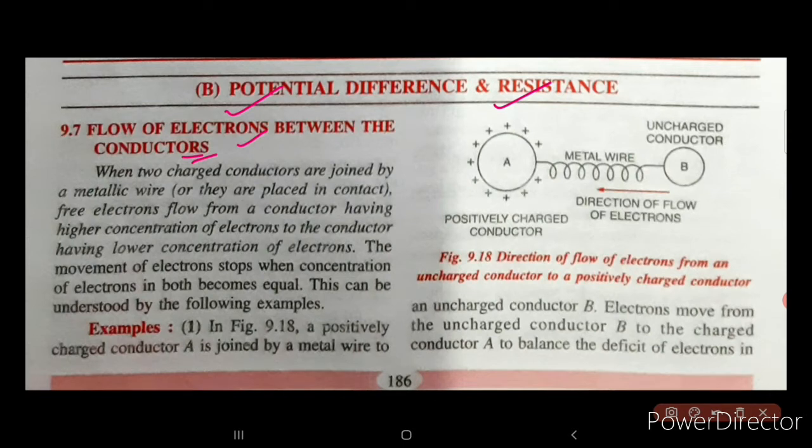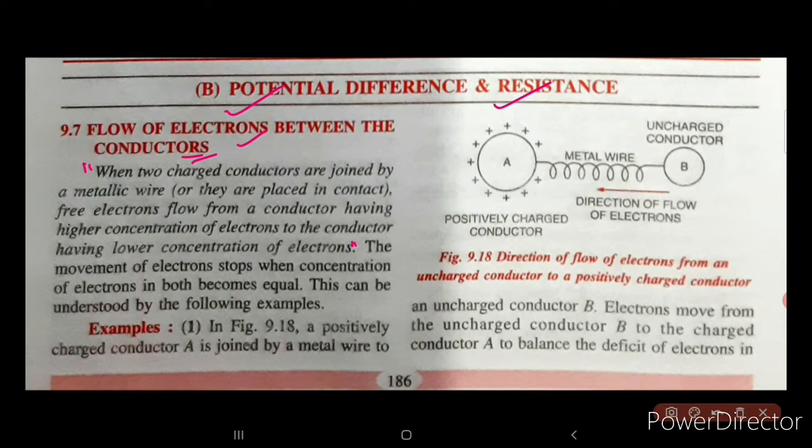So when two charged conductors are joined by a metallic wire or placed in contact, free electrons flow from a conductor having higher concentration of electrons to the conductor having lower concentration of electrons. We have studied this when we were studying current. The movement of electrons stops when the concentration of electrons in both becomes equal. This can be understood by the following example.